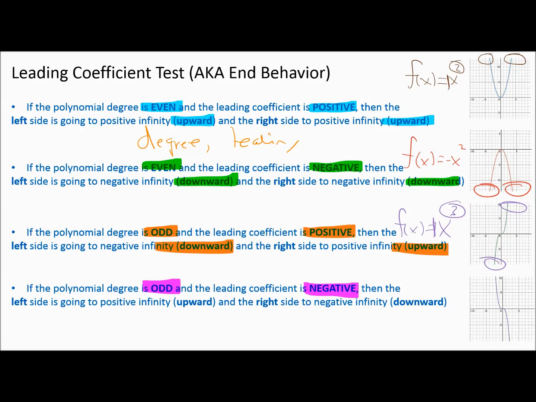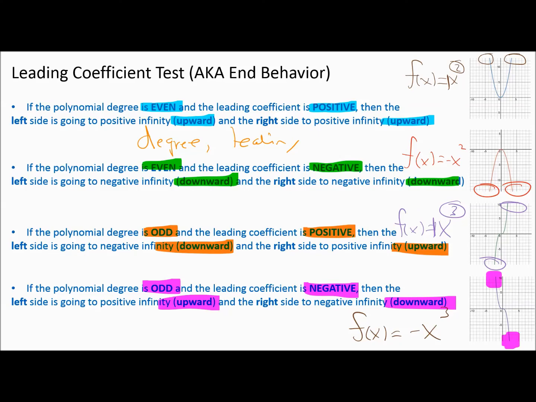So we're talking about highest degree of 1, 3, 5, 7, 9, but the leading coefficient is negative. And the example that I give over here to the right is f of x is equal to negative x to the 3rd. And you'll notice that the left side is going upward and the right side is going downward. And if we look at that, again, the left side over here, notice that's up, and the right side over here is downward. And this is something that you just simply need to memorize.